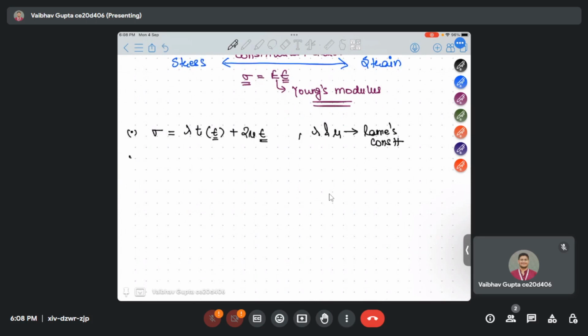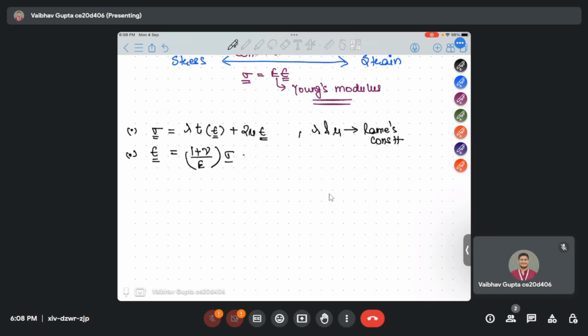Next is how we relate strain to stress with the help of Poisson's ratio and Young's modulus of elasticity. Epsilon is nothing but (1 plus nu) upon E into sigma, minus nu upon E times trace of sigma into the identity matrix.